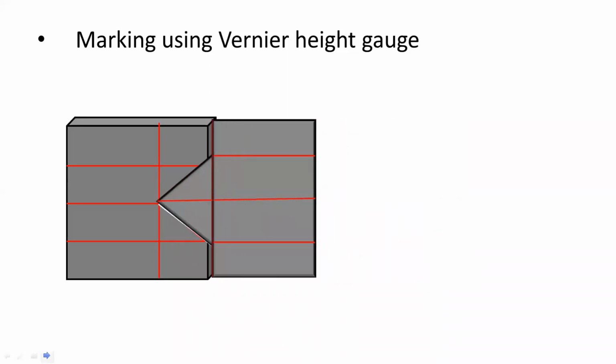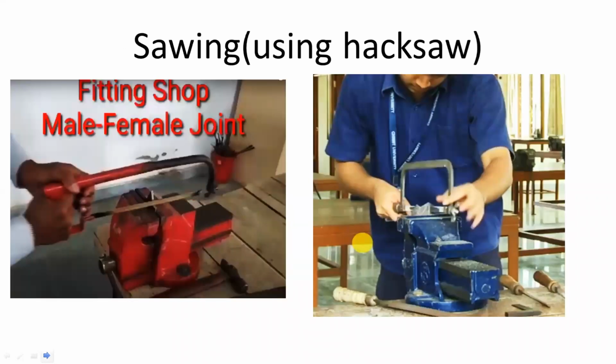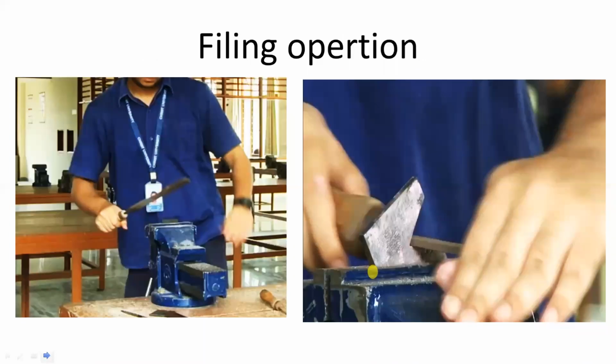So this is the fitting workshop. This is your complete job. These are the operations. After filing, your second operation will be marking. After marking, you will cut the workpiece to the desired shape. If there is some excess material even after cutting, then you can remove that material by filing operation.